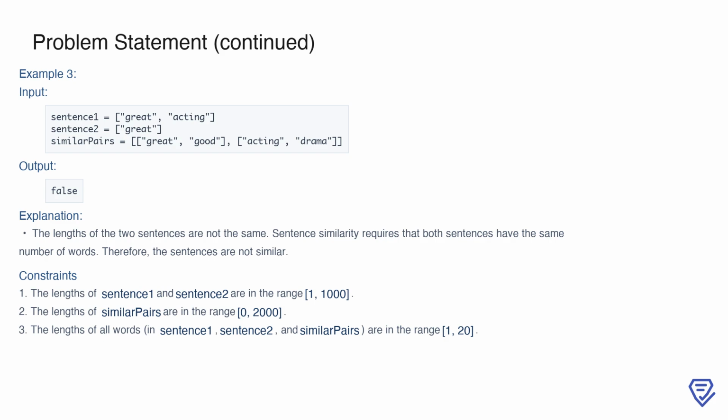In the third example, sentence 1 is great, acting, and sentence 2 is great. The similar pairs array includes great, good, and acting, drama. While there are defined similarities, the two sentences have different lengths, which violates the requirement for sentence similarity. Both sentences must contain the same number of words to be considered similar. Therefore, in this case, the output is false. This highlights that sentence length is the first condition to check before evaluating word similarities.